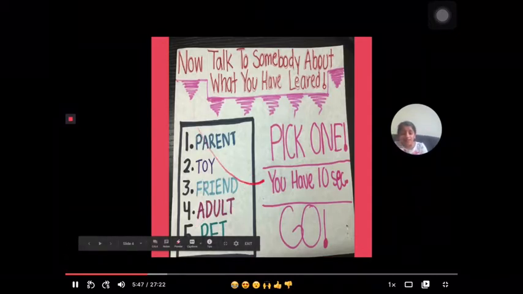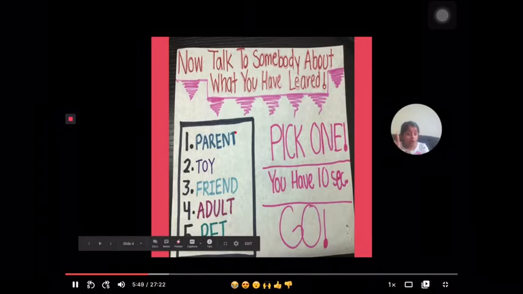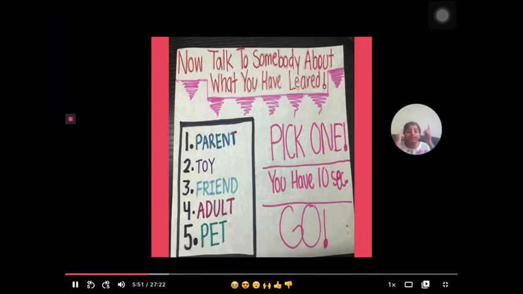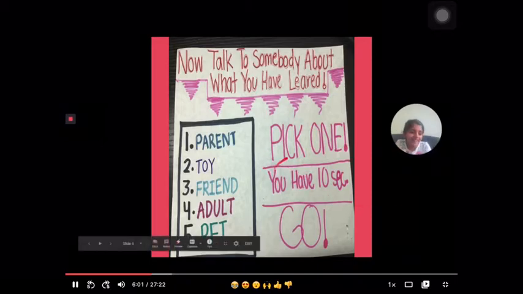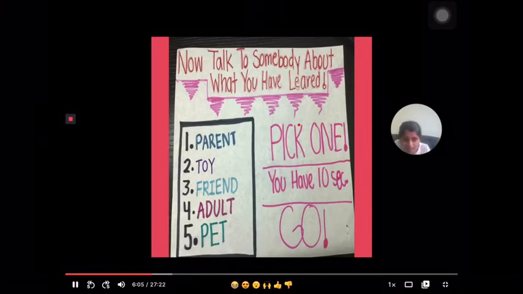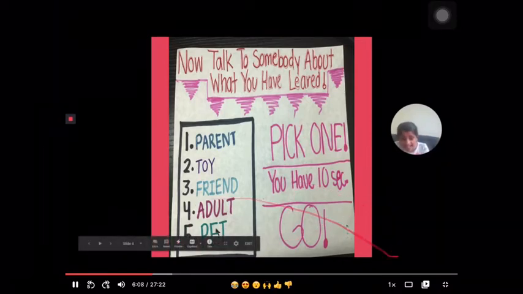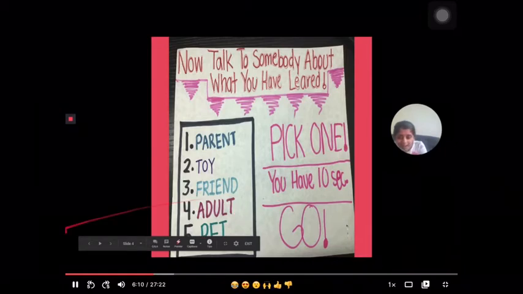So you guys have to pick one. Or if you don't have any of those options around, you can whisper it out loud so you don't disturb anybody else. Or you can just think about it in your mind, like you time, basically spending time with yourself. So make sure you pick only one, because you only have 10 seconds. Go!